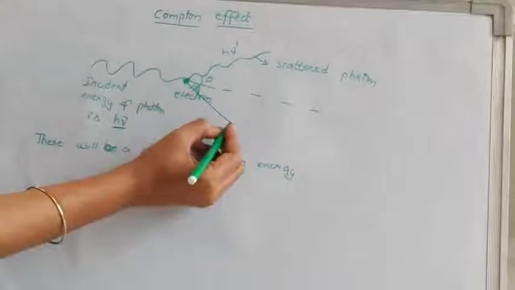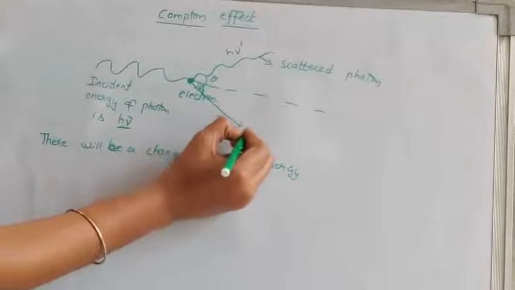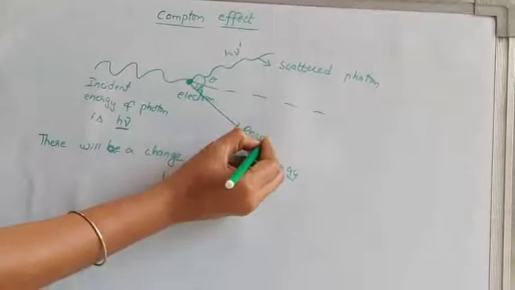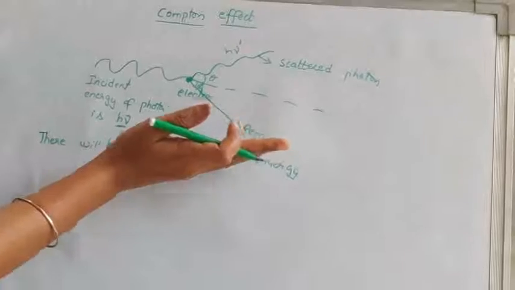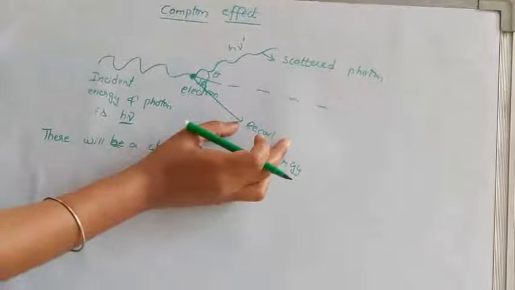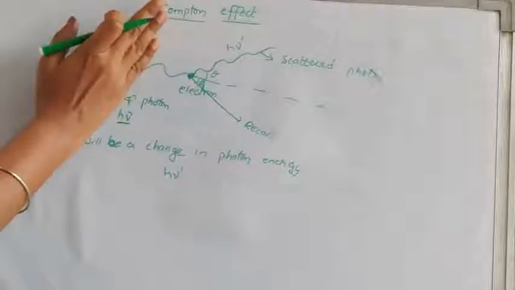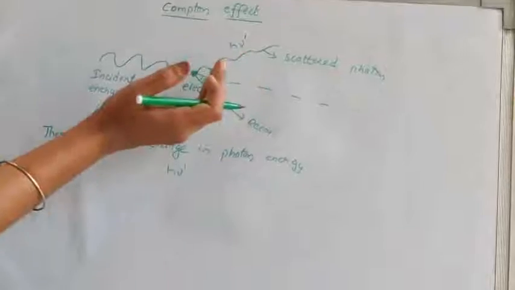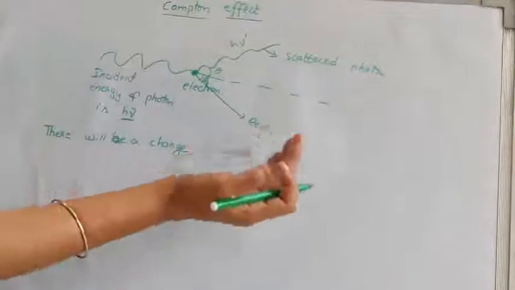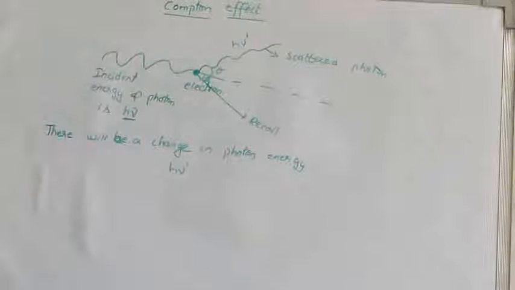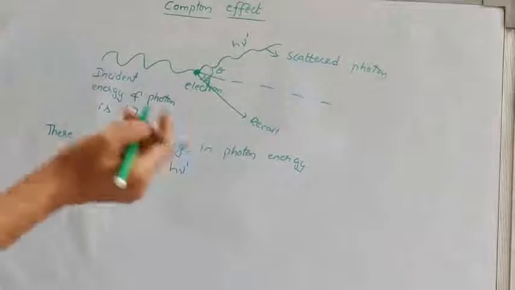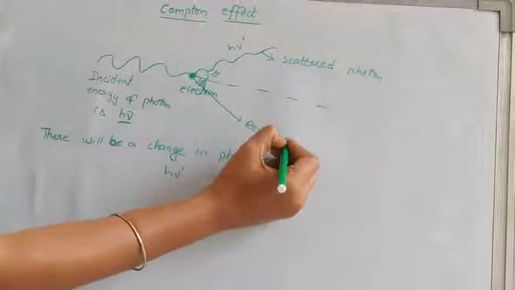And what is this? This is the recoil electron. Why am I saying that the electron will scatter, and calling it a recoil electron? Because after scattering, there may be a chance that the electron comes back to its original position. So we call such an electron a recoil electron.